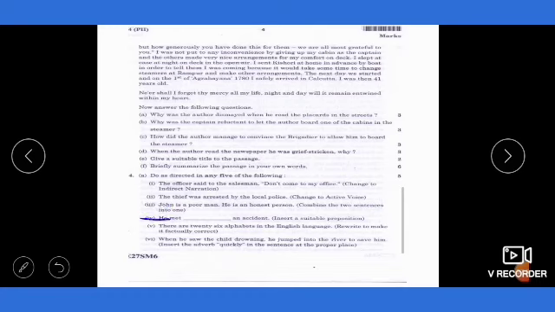4. He met an accident. Insert a suitable preposition. 5. There are 26 alphabets in the English language. Rewrite to make it factually correct. 6. When he saw the child drowning, he jumped into the river to save him. Insert the adverb quickly in the sentence at the proper place.